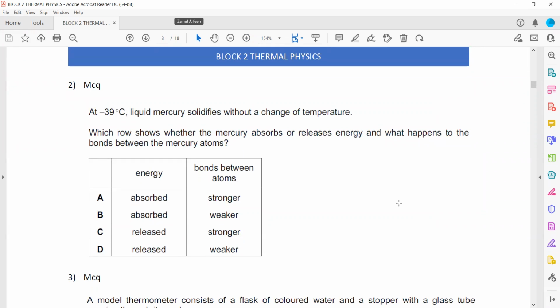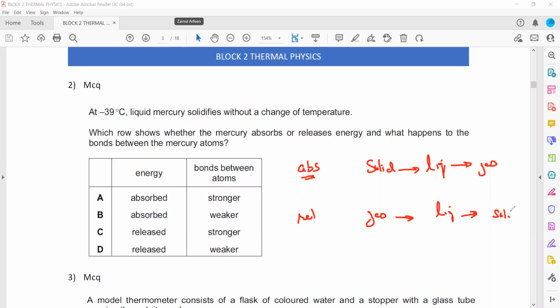In question 2, at minus 39, the liquid mercury solidified without changing temperature. Remember, whenever there is a change in state, there is no change in temperature, because the energy is used to either break the bond or form the bond. Which row shows whether mercury absorbs or releases energy? Energy is absorbed when a solid converts into a liquid and a liquid turns into a gas. And energy is released when a gas turns into a liquid or a liquid turns into a solid.